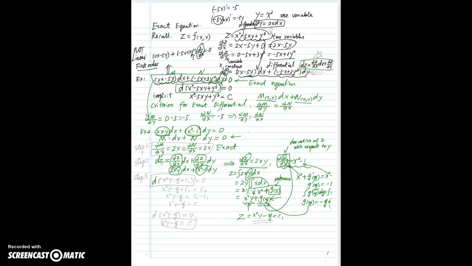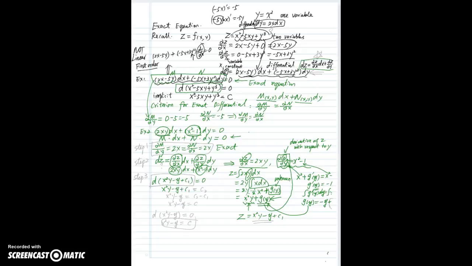Step 3. The left side will be the differential. And we can verify this very easily. If you take the differential of the left side, using the differential formula, we will get exactly 2xy dx plus x squared minus 1 dy equals 0. So that's how we solve this type of equation.